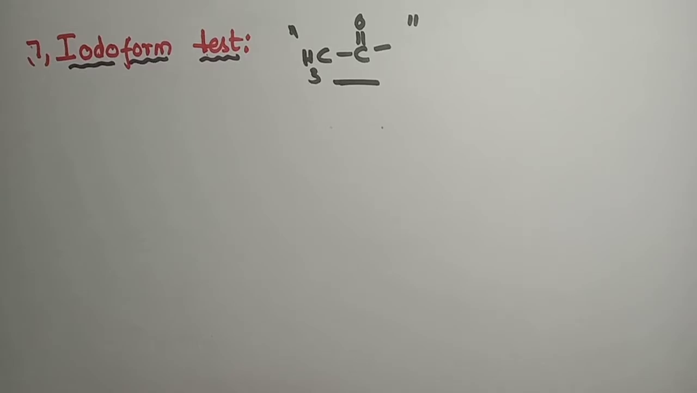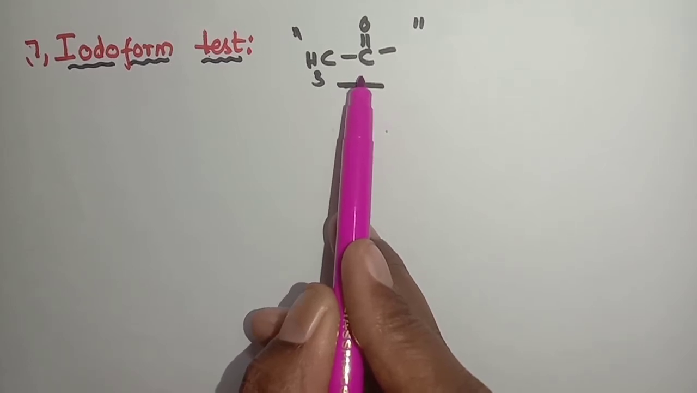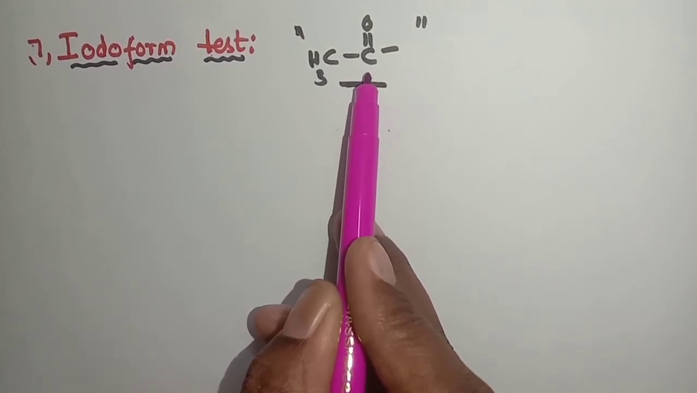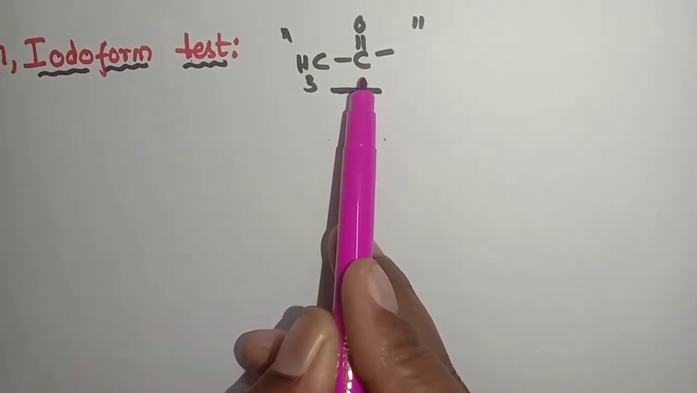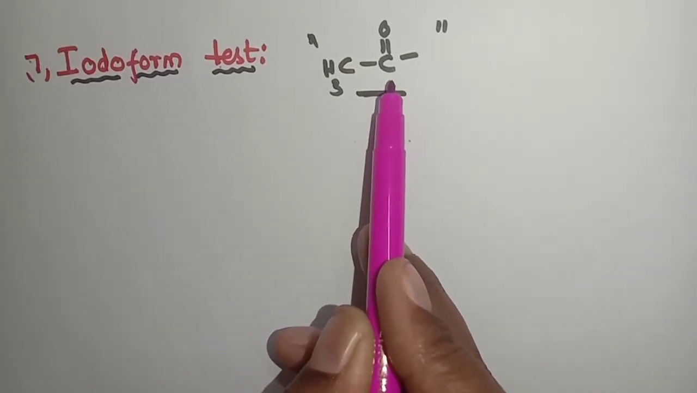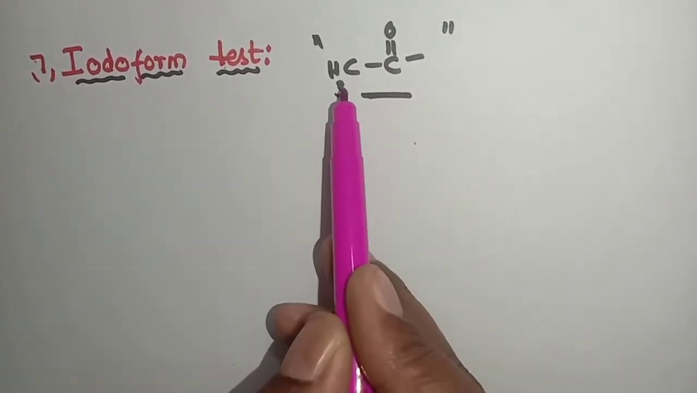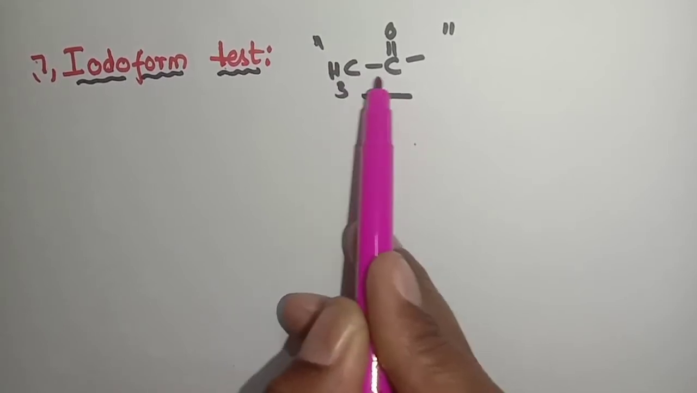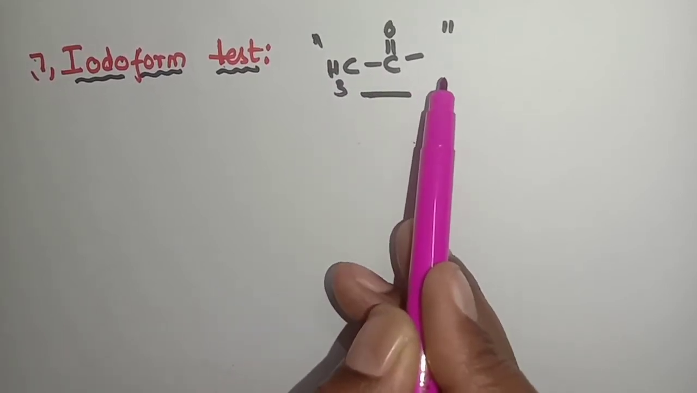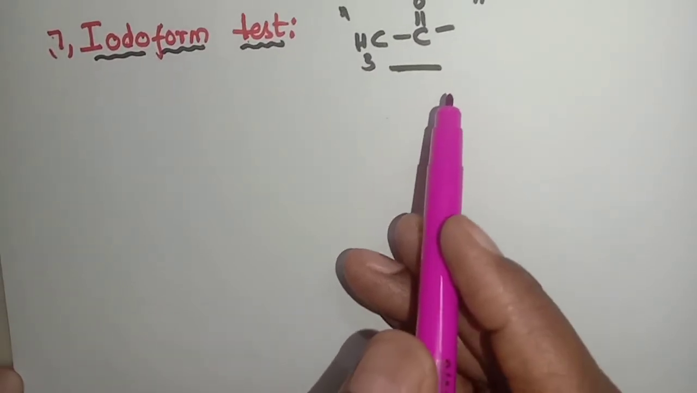Once again I am repeating, aldehydes and ketones containing the specific group CH3 C double bond O react with iodine in the presence of a base to form yellow iodoform precipitate. One point to remember here, students, this test is used to check the presence of the carbonyl compounds with this specific group in a given unknown compound. Let me show you the reaction.